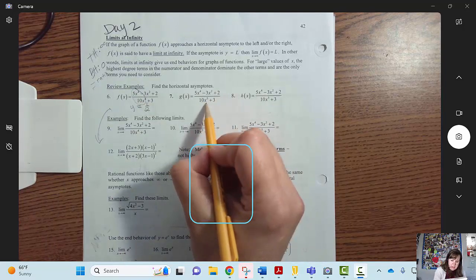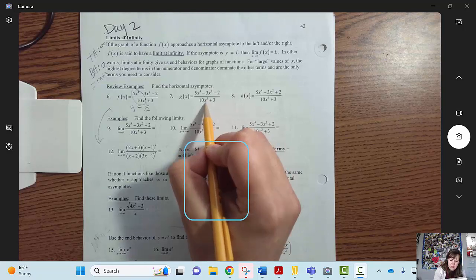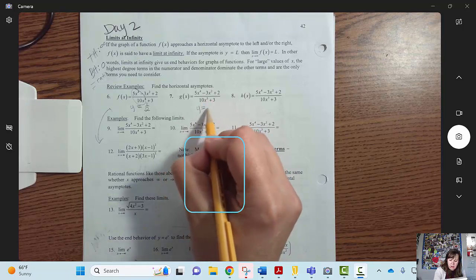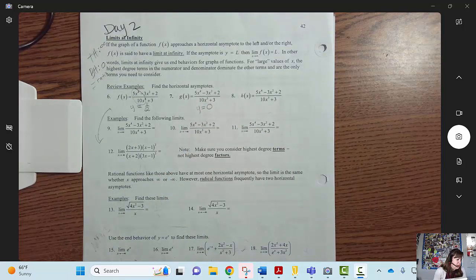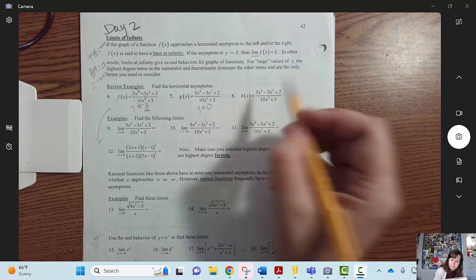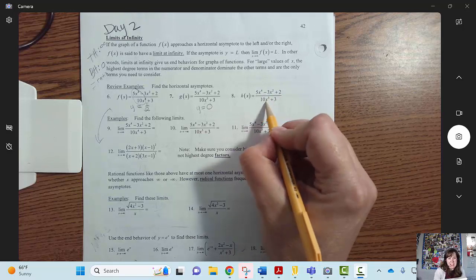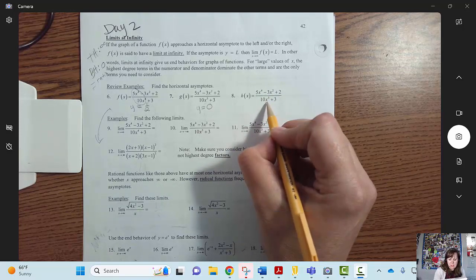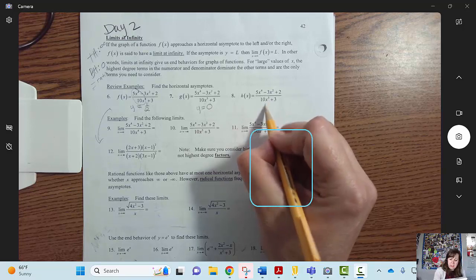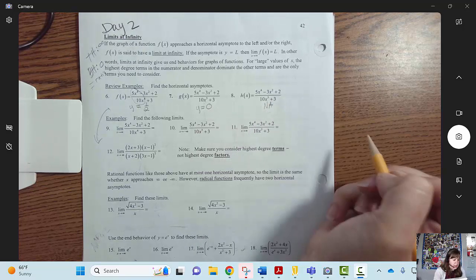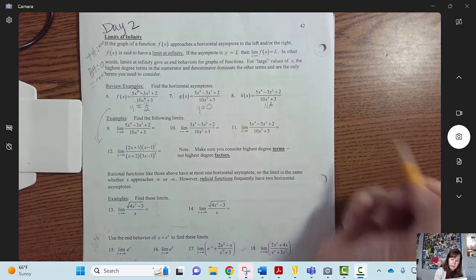Number 7 is bottom heavy because that degree is a little bit higher on the bottom, so our horizontal asymptote is at 0. And on 8, it's top heavy, which technically means there's a slant asymptote, which we won't talk about a lot. I think you did that in pre-calc. We're just going to say that this doesn't have a horizontal asymptote because it's top heavy.